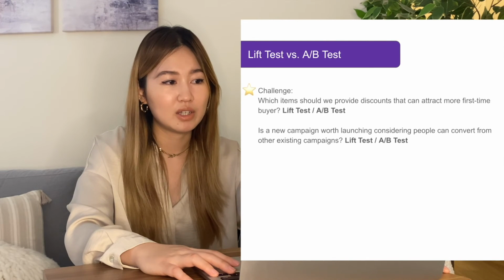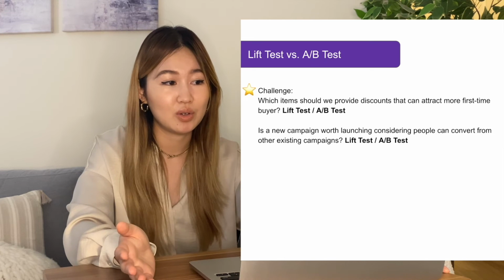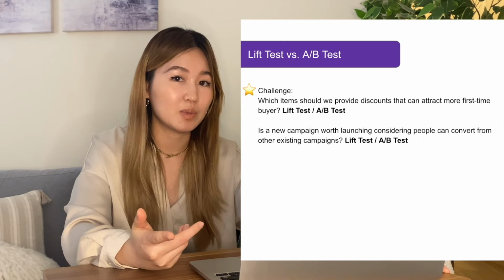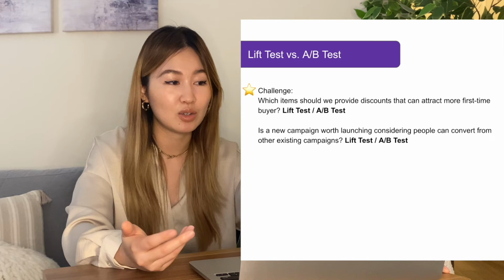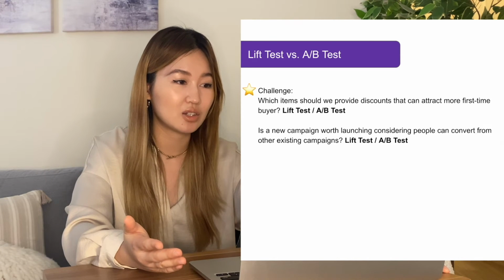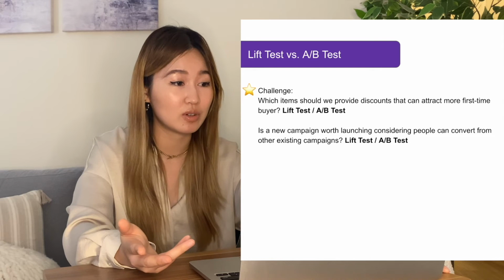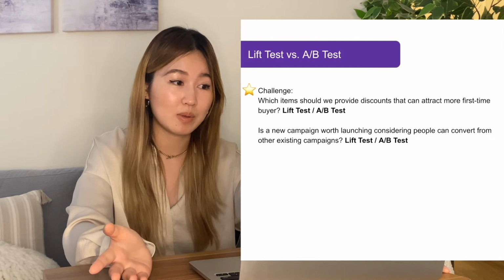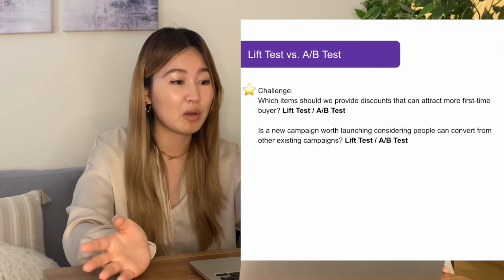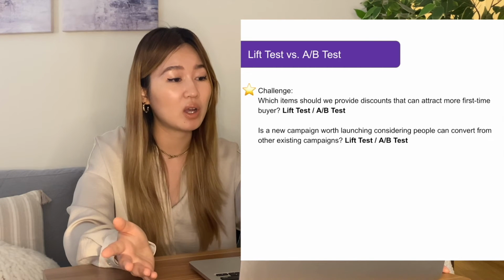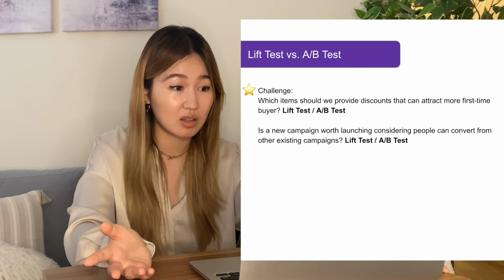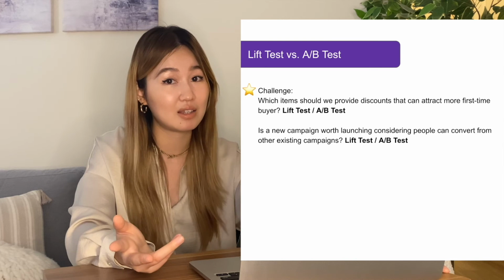So here I wanted to give you some challenges to think about the difference between the lift test and the A/B test. For example, the first challenge: which items should we provide a discount on that can attract more first-time buyers? Is it a lift or A/B test? And the second: is a new campaign worth launching, considering people can convert from other existing campaigns? Is it a lift or A/B test?